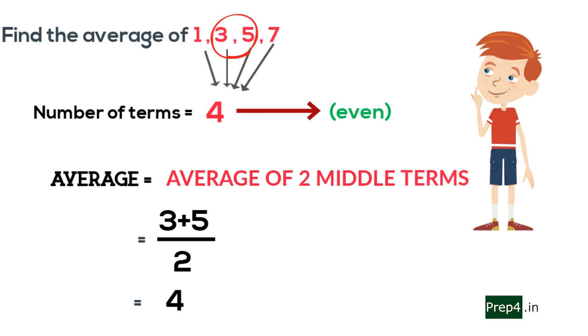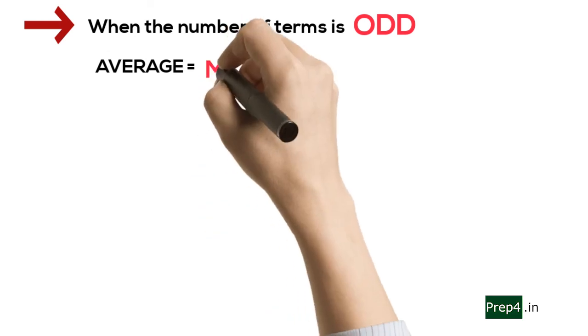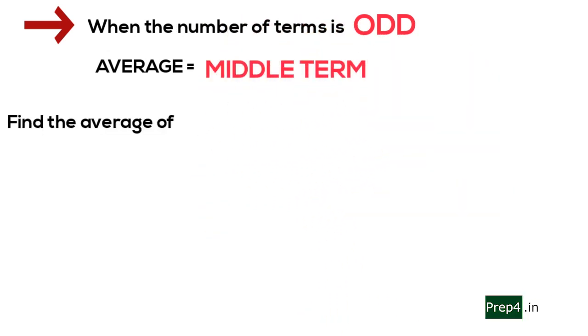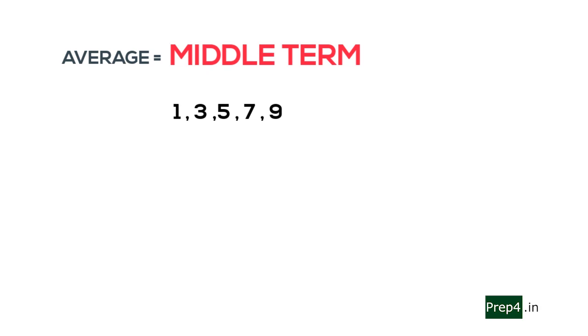In this case itself, when the number of terms is odd, average will be equal to middle term. Finding the average of 1, 3, 5, 7, 9, number of terms we get 5 and that 5 is odd number. So average is the middle term of 1, 3, 5, 7, 9, we get 5.